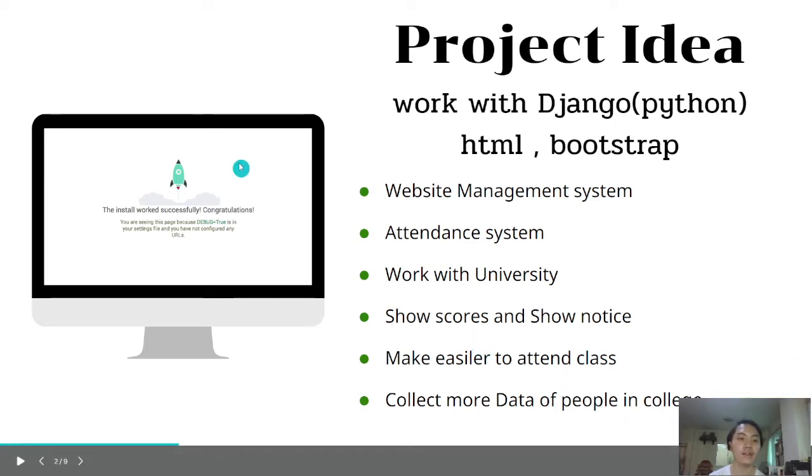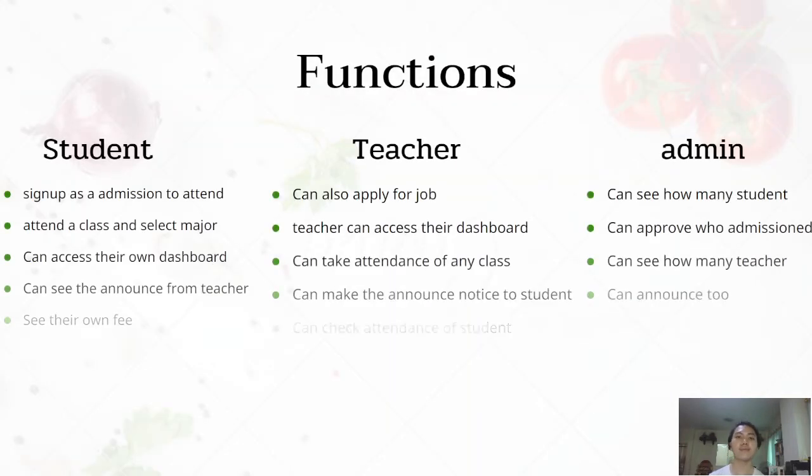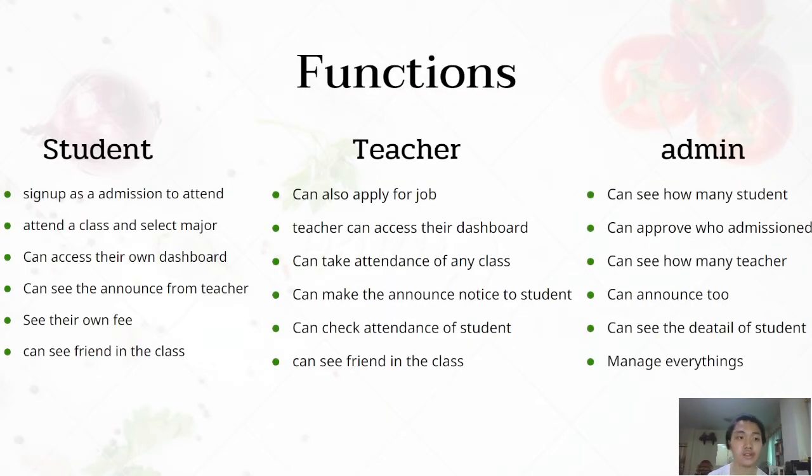So on the left-hand side you see what the Django framework looks like when we start the project, and these are the functions. I classify them into three categories. The first category is the student, teacher and admin sections.